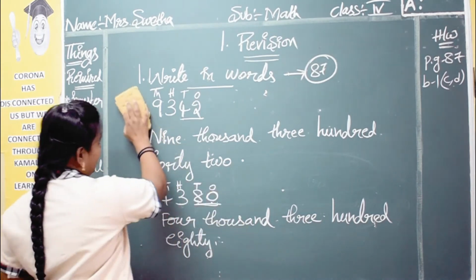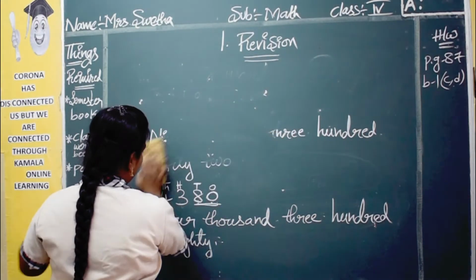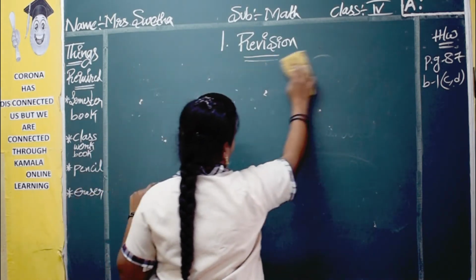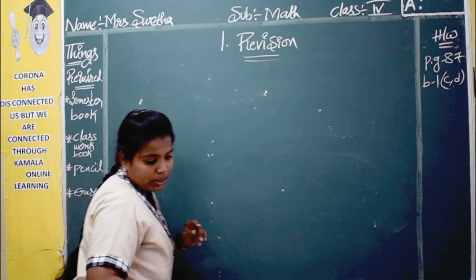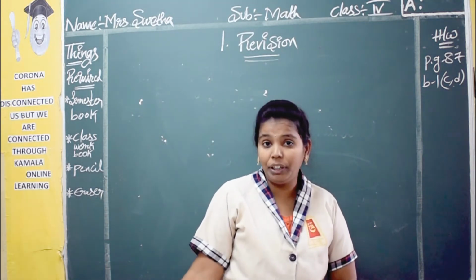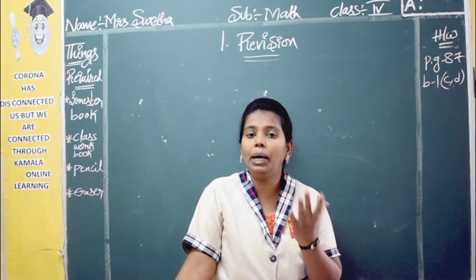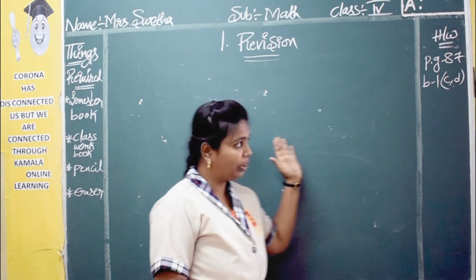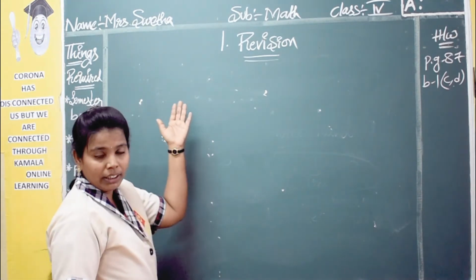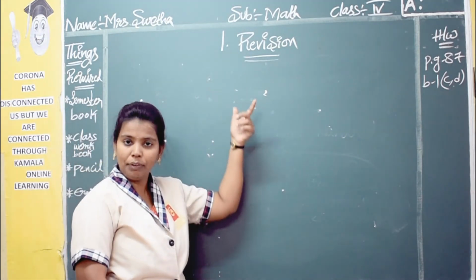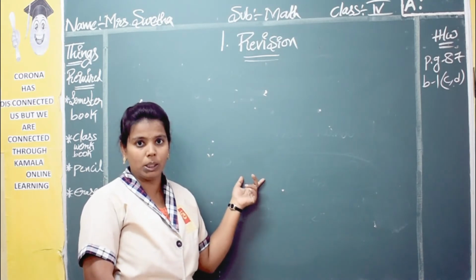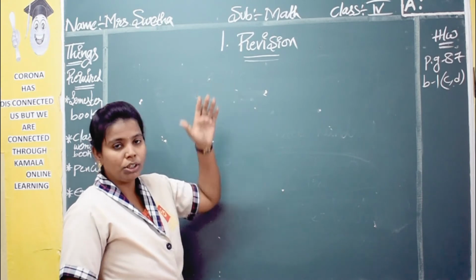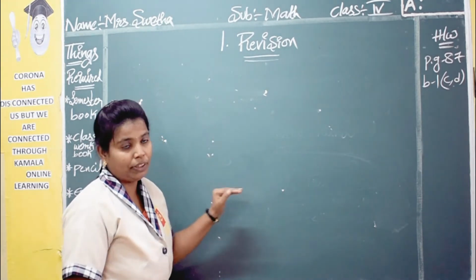Okay, so now we will see the second bit. So in the second bit, what you have here is: write in figures. Figure means what? Numbers. Okay, so you have to write the words in figures. Just now, the reverse of this one. What we have done in the first problem, they had given the numbers in figures, and we did it in words. Now in the second bit, they have given it in words, and you have to do it in numbers, figures.